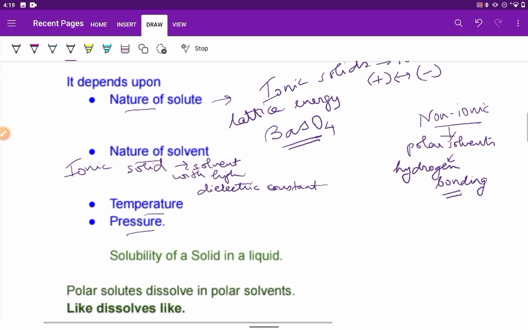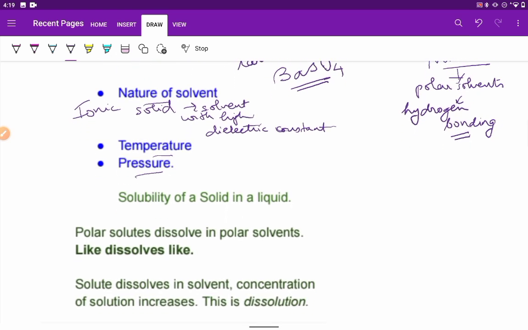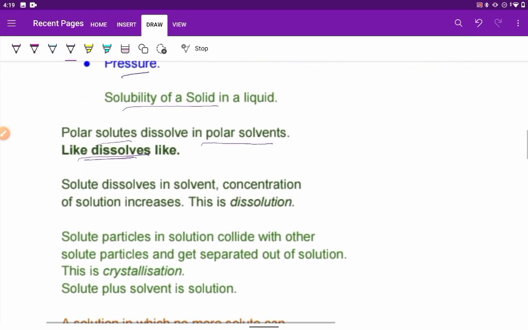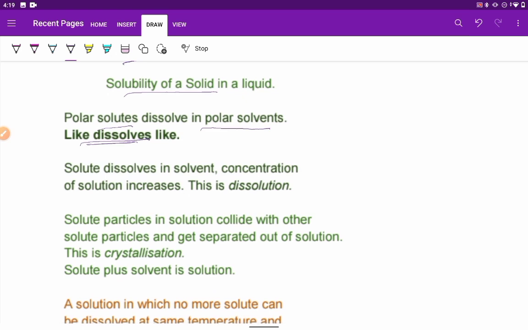Next we will slowly see the effect of temperature and pressure. As I told you, pressure does not have any much significant effect. Now in case of solubility of a solid in a liquid, polar solutes will dissolve in polar solvents. So the statement goes like, like dissolves like. Now whenever a solute dissolves in a solvent, the concentration of the solution increases. As the solute dissolves in a solvent, we say that concentration of the solution is increasing. So as solute gets dissolved, concentration of the solution increases, and this process is called as dissolution.